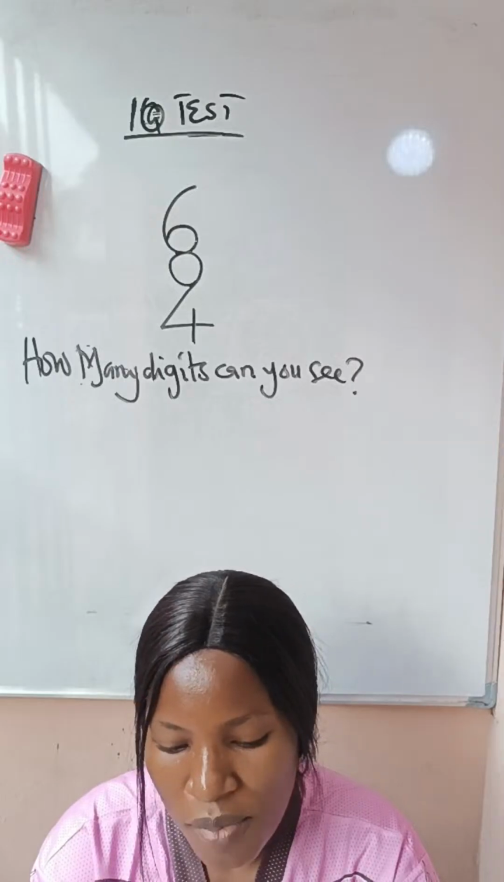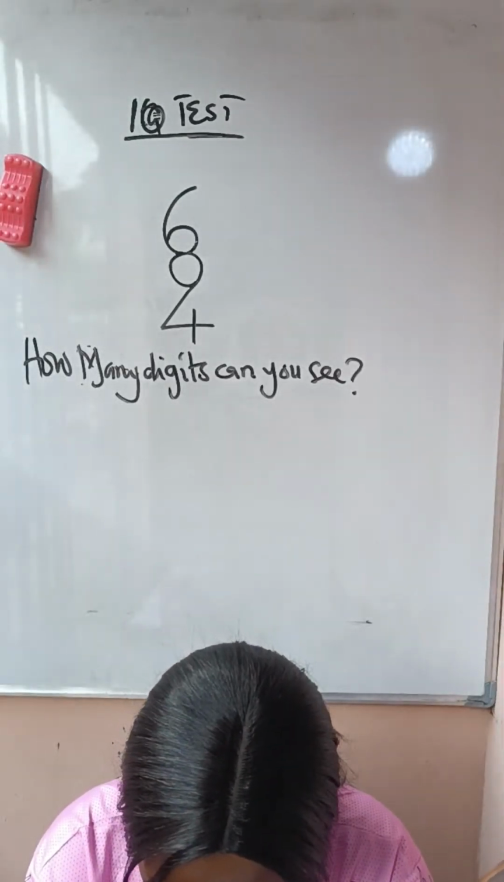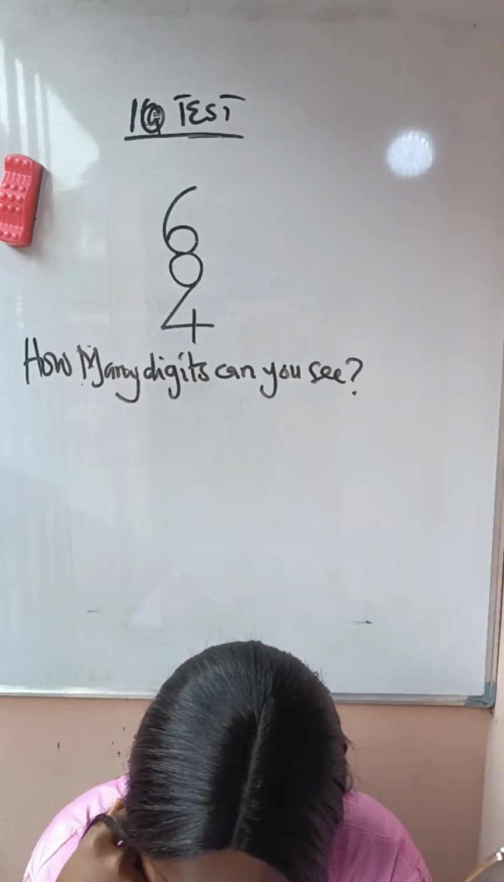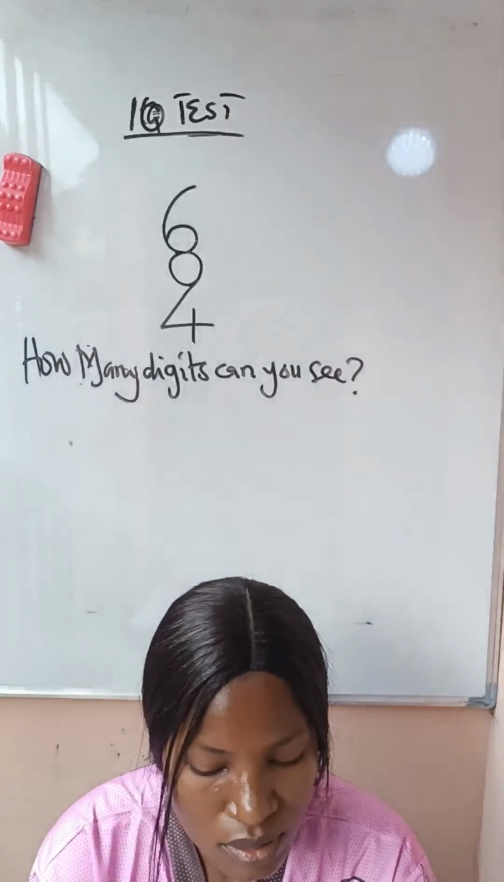So let's go. How many digits can you see? Amma says you could see 4. Tosif Zeman says you could see 6.